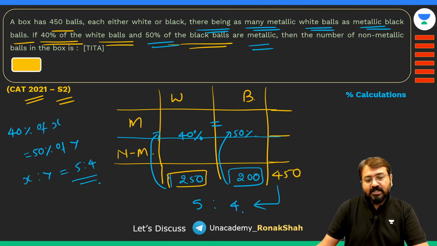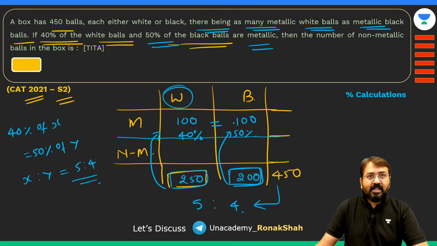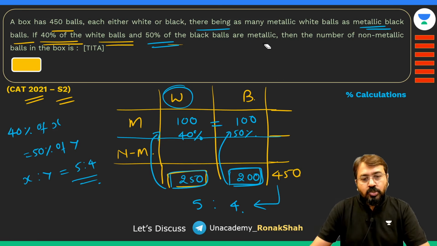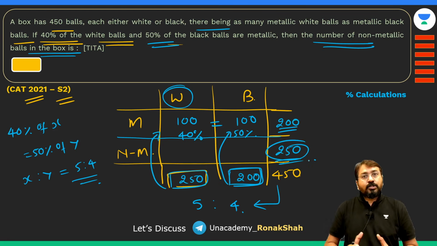So now we can say this value is 250. If the total number of white balls is 250, then 40% of it is going to be 100. Similarly, if the total number of black balls is 200, then 50% of that is also 100. So I can say they are equal. So what is our question? The number of non-metallic balls in the box. Can I say the metallic balls total 200, so non-metallic balls are 250? Just look at how easy this question was.